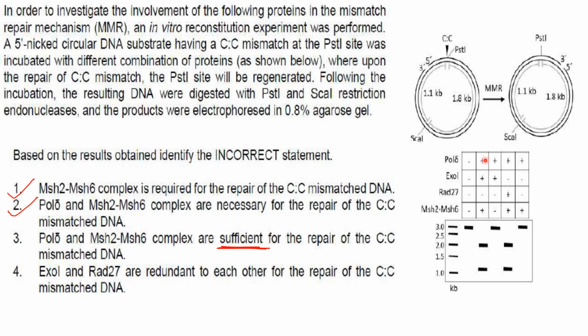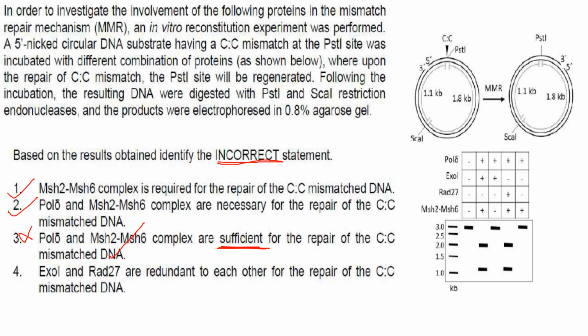Here Pol delta and XHO1 along with MSH2, you get repaired DNA. Here Pol delta along with RAD27 and MSH2 MSH6, you got repaired DNA. But see this lane. Here Pol delta is there, MSH2 and MSH6 is there. You didn't get repaired DNA. So they are not sufficient to repair the CC mismatched DNA. So 3 is incorrect and that is your answer. They have asked for the incorrect statement.